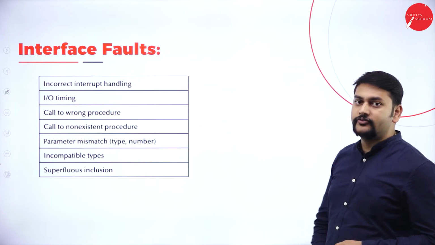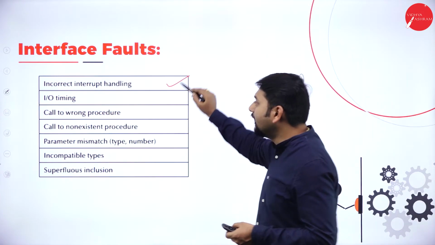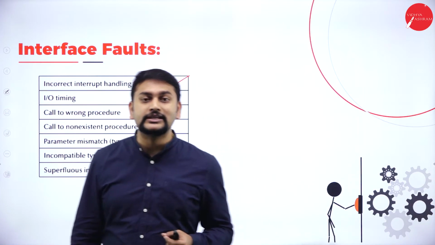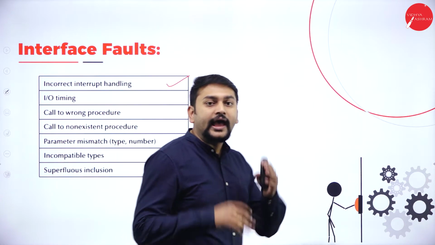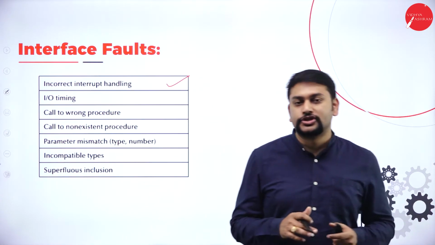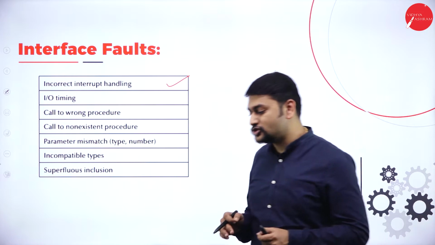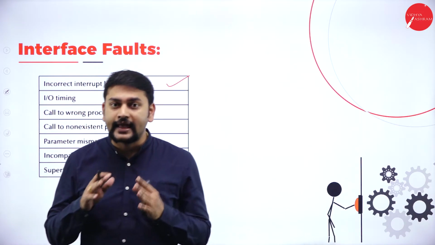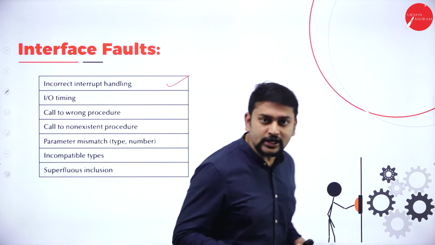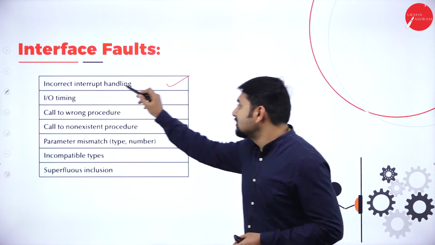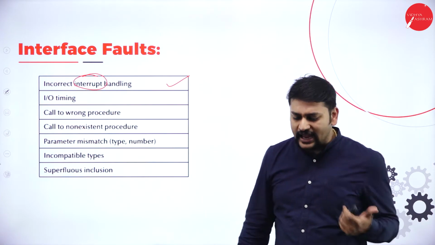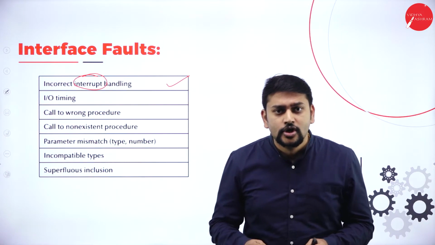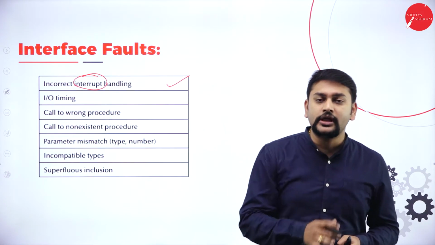The first one that I have is incorrect interrupt handling. So when it comes to incorrect interrupt handling, please understand, we have something called try and catch. Why do we use try and catch? To handle the exceptions. In the same way, we need to handle, please understand, the interruptions. What exactly is an interruption? Since you are performing some action, you are performing some operation, I will come in between.